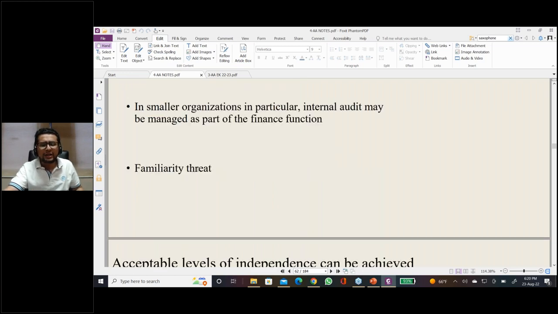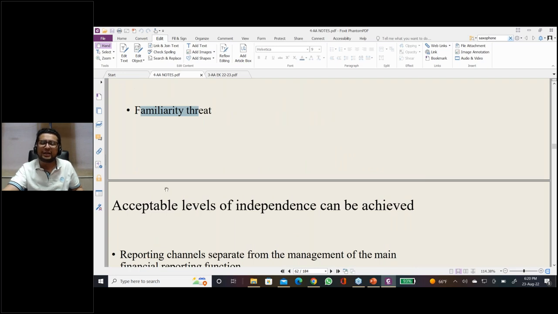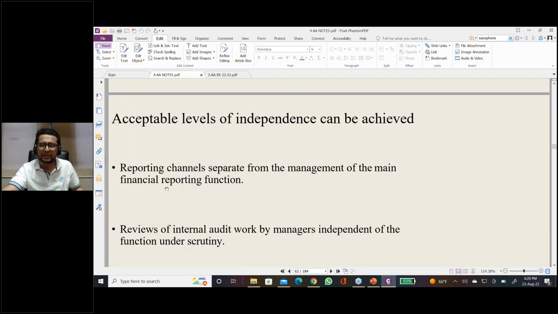Internal auditors could face a threat called familiarity threat because they are working in the same organization throughout the year.